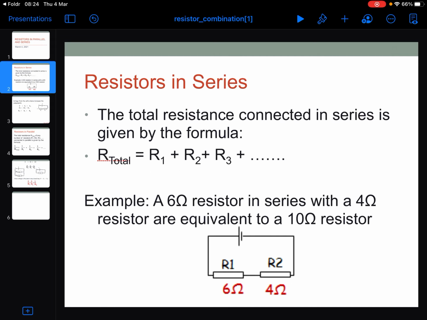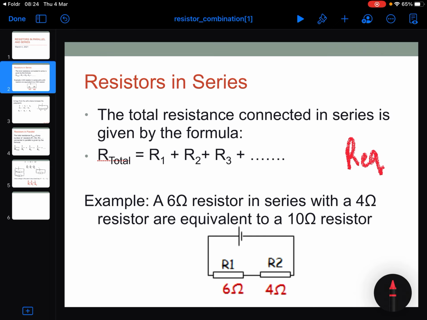So the first bit is resistors in series. If you have two resistors next to each other in a series circuit or in a branch, the total resistance is given by the formula R total is R1 plus R2 plus R3, etc. Basically, you just add them together. So here we go, a 6 ohm resistor in series with a 4 ohm resistor are equivalent to a 10 ohm resistor.